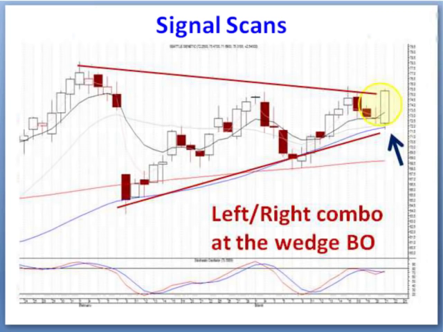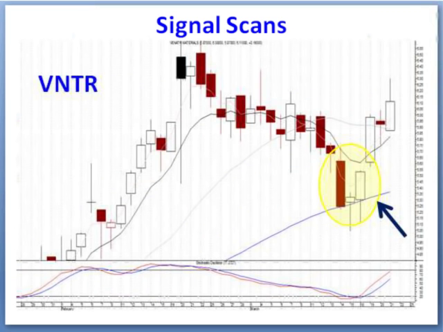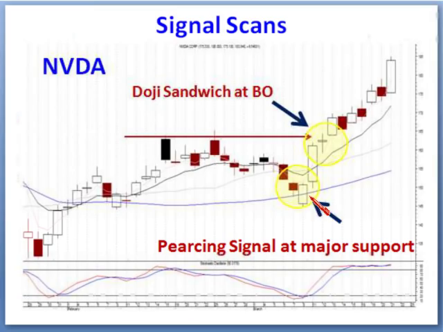So this is the reason why we recently recommended VNTR. Look where the morning star signal occurred, right smack dab off the 50-day moving average. NVIDIA. Look at where the piercing signal occurred at the major support level of the 50-day moving average. Look where the doji sandwich breakout occurred, right here at the resistance level.